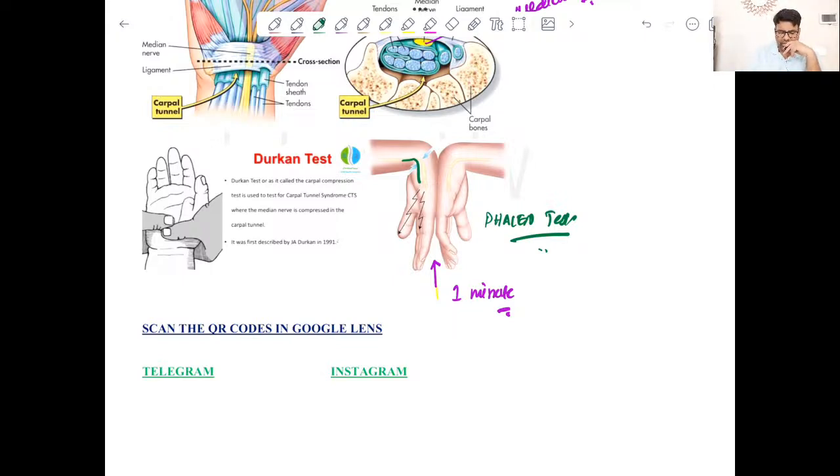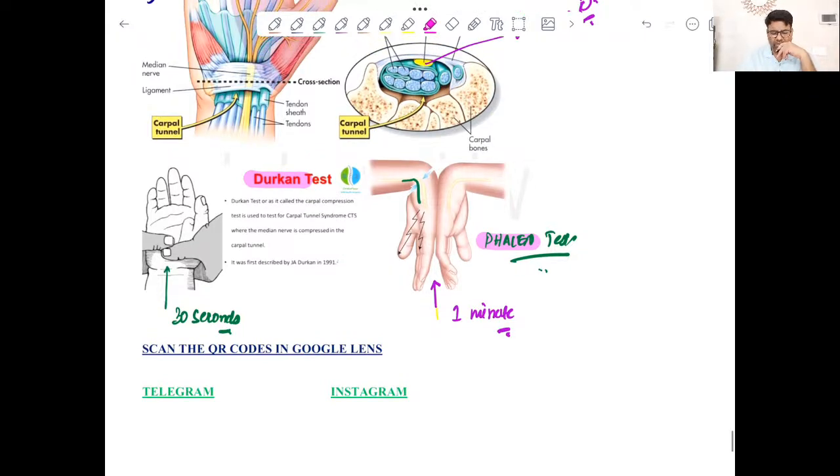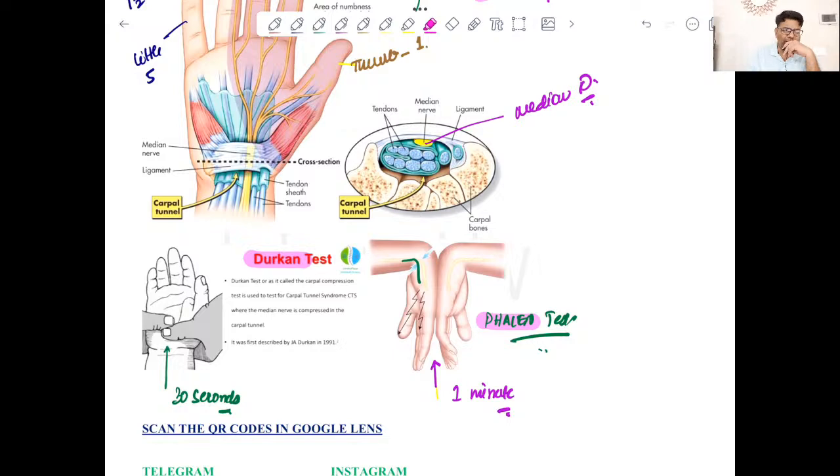And another is the Durkan test, where we are pressing upon the median nerve for around 30 seconds, and again this is a sort of compression that will provoke the symptoms of compression of the median nerve, right? So these are two tests. One is Phelan test and another is Durkan test. Then there is one more, Tinel sign, which can be like tapping over the median nerve, and we can see the symptoms, right? So there are three tests related to median nerve compression, and this is a classical carpal tunnel syndrome.